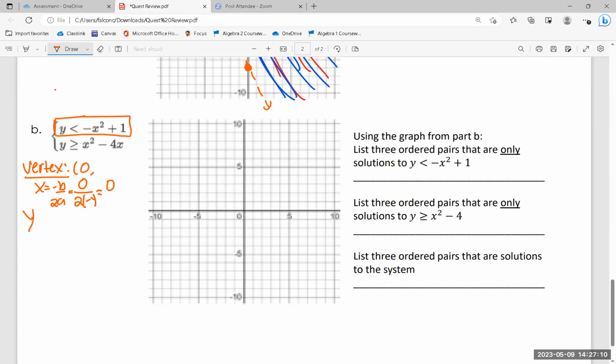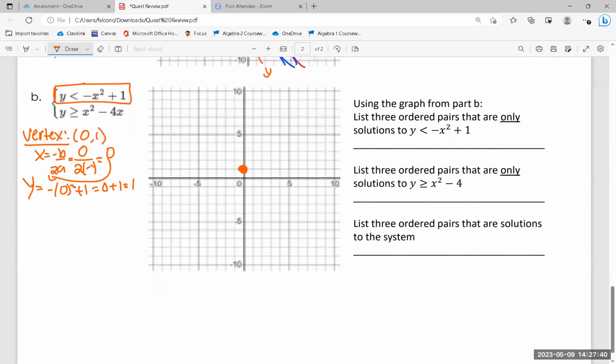And then to find y, we plug 0 back in. So that would be negative 0 squared plus 1, which is 0 plus 1, which is 1. So our vertex is at 0, 1, which is also our y-intercept. So let's figure out the x-intercepts for this one. To figure out x-intercepts, we factor. Factoring this one, y less than negative x squared plus 1, first we're going to take out a negative and make this x squared minus 1.